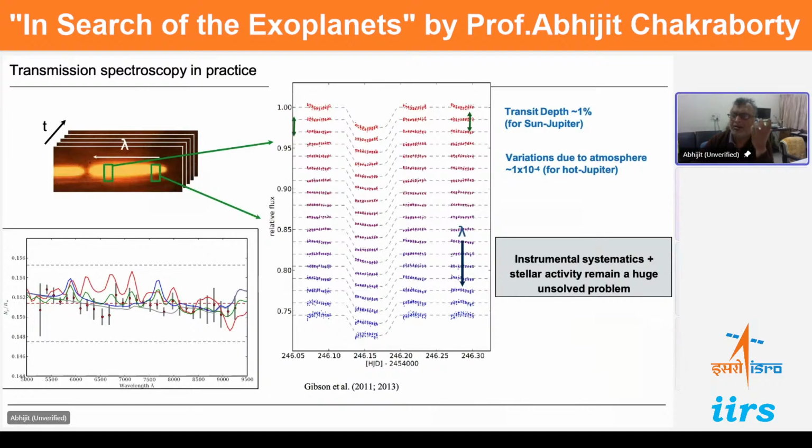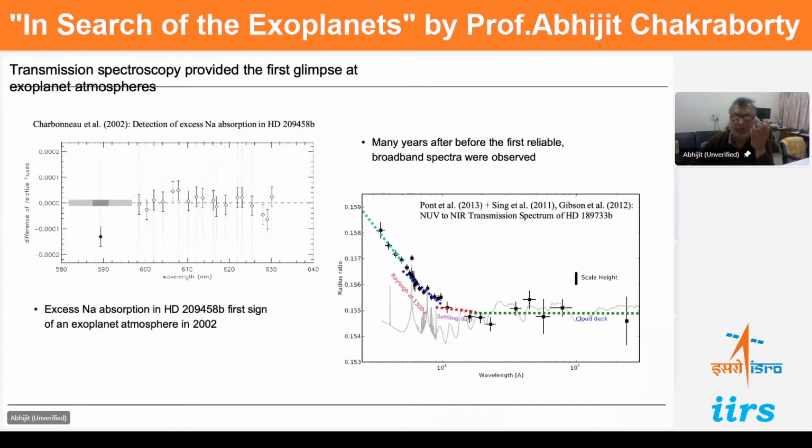And so the variation of the depth will tell me whether a particular molecular species is present in the atmosphere of the planet or not. So that is what is shown here. Actually, I will change this.